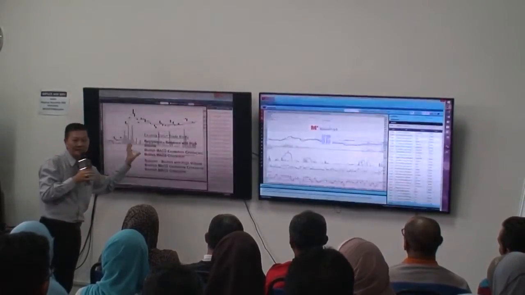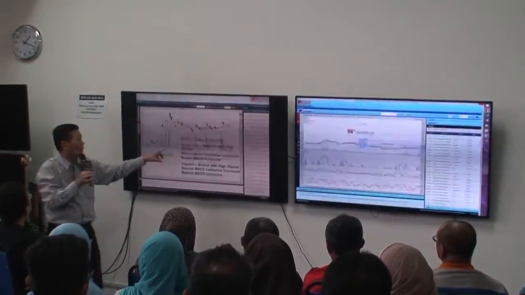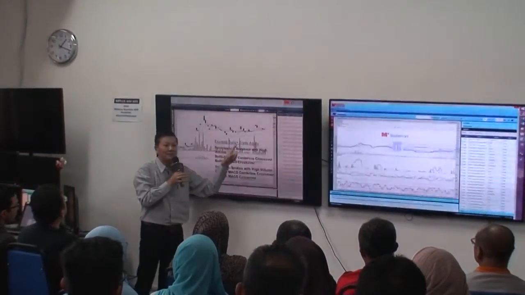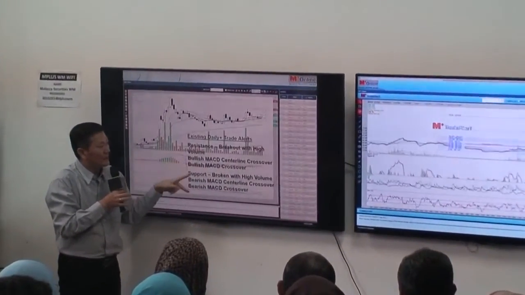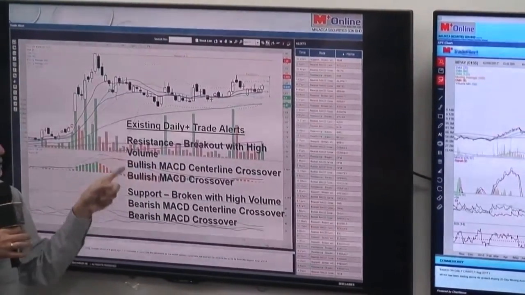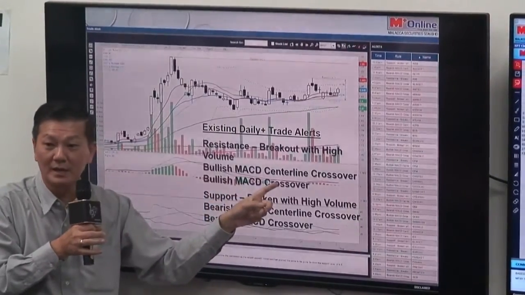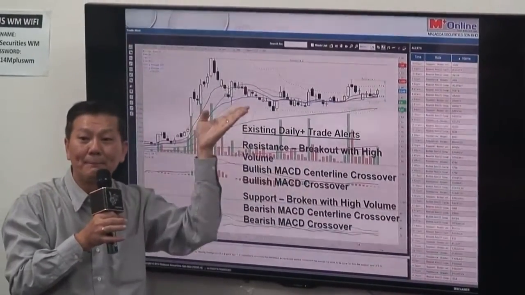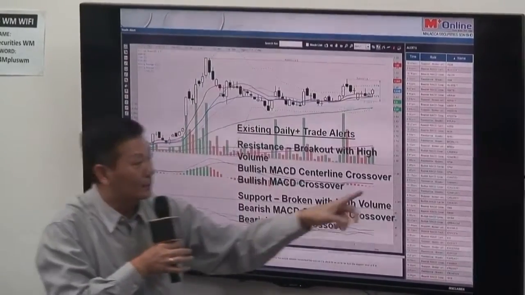This is the existing that we already have. Actually, this one is directly from chart access, whereby they do the existing daily plus trade alert. So that is the 6 available. These are actually 6 resistance breakout with high volume, one of them. These are all bullish. Bullish MACD centralized crossover, bullish MACD crossover. These are all on the up. The other 3 below will be on the down, which is stipulated in red.